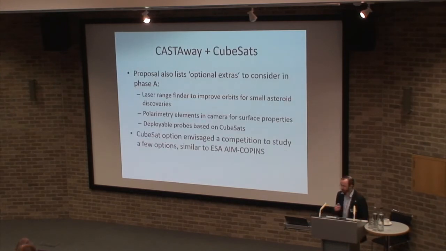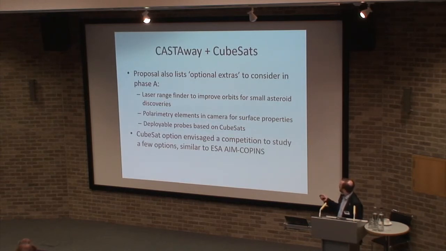So, why am I talking about this at CubeSat? Well, the reason I'm talking about this is because the proposal also listed a few optional fun and exciting things that we should consider during the phase A study. One was that it'd be nice to have a laser rangefinder on it to go along with the discovery of small asteroids. That helps because you get a better range rather than just detecting them with the cameras, plus polarimetry elements to the camera.